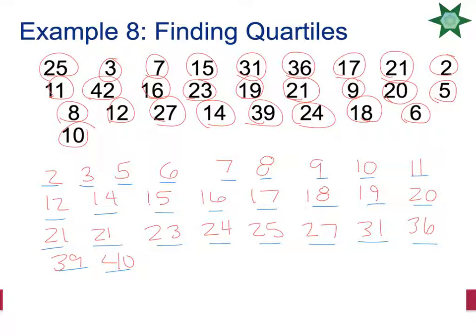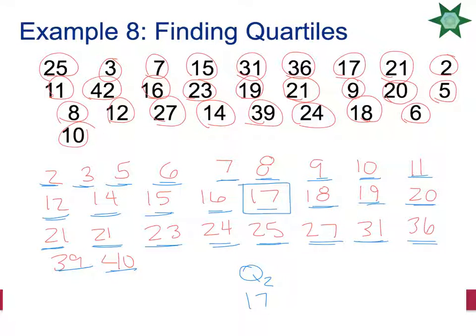So let's count 13 from the left. 1, 2, 3, 4, 5, 6, 7, 8, 9, 10, 11, 12, 13. We need to go one more, and that should be our median. Let's make sure there's 13 on the right of that. 1, 2, 3, 4, 5, 6, 7, 8, 9, 10, 11, 12, 13. Okay, good. There's 13 on each side. So your second quartile, your quartile 2, is the number 17.